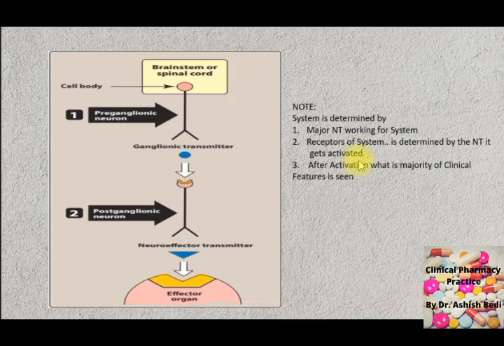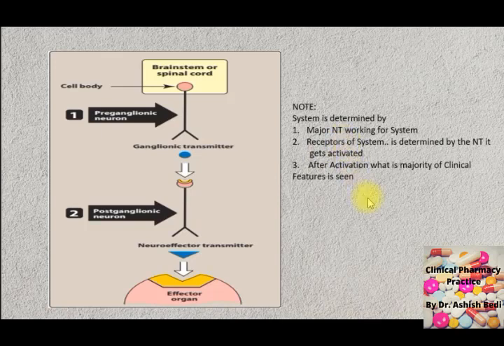Like we have parasympathetic nervous system receptors such as muscarinic receptors and nicotinic receptors. They are activated by acetylcholine only. So that's the reason that nicotinic receptors and muscarinic receptors come under the cholinergic system, because the major neurotransmitter working for the parasympathomimetic or cholinergic system is acetylcholine. So we say that muscarinic receptors and nicotinic receptors are part of the cholinergic system, because they are activated by the major neurotransmitter working for that particular system.